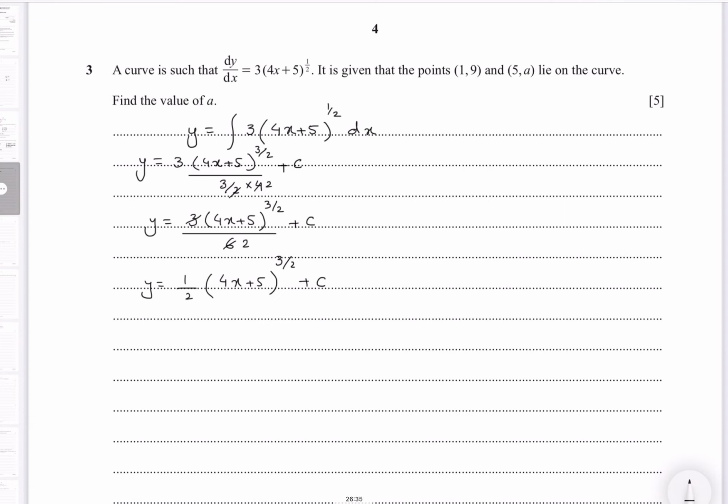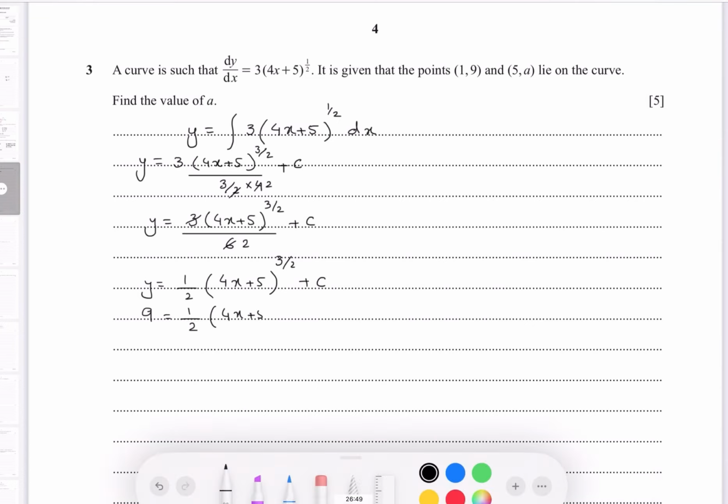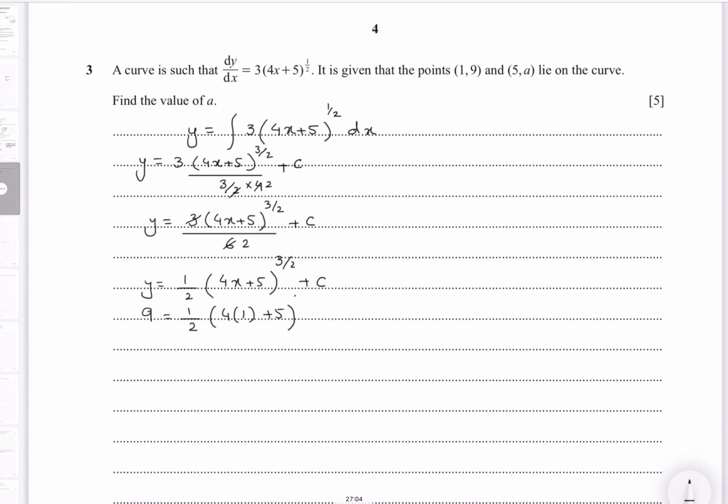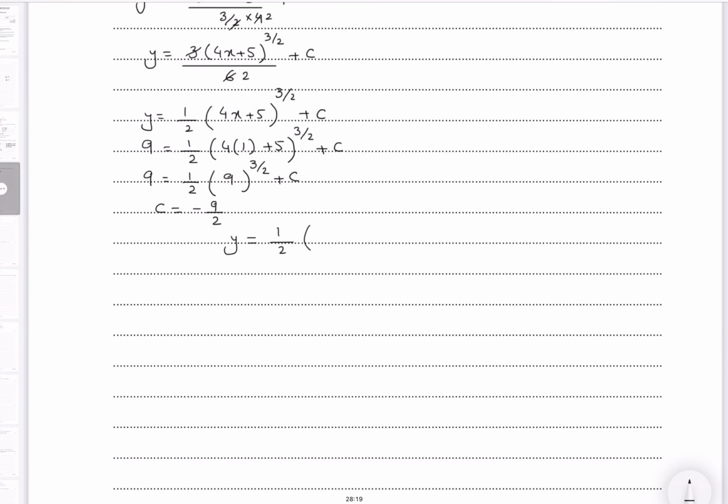Now put the values of y and x. In y we write 9, in x we write 1. And now simplify this one and you will get the value of c. C is equal to minus 9 by 2. So the equation looks like this: y equals 1 by 2 times (4x plus 5) power 3 by 2 minus 9 by 2.